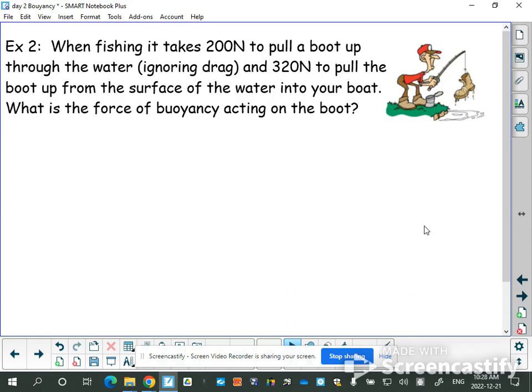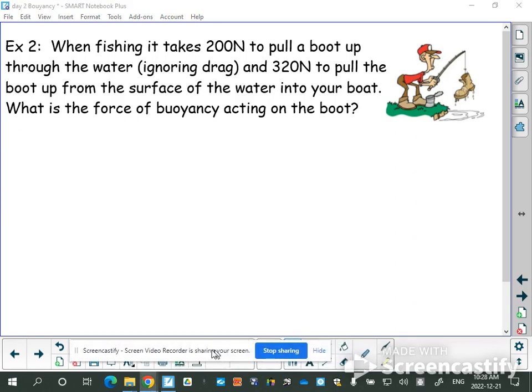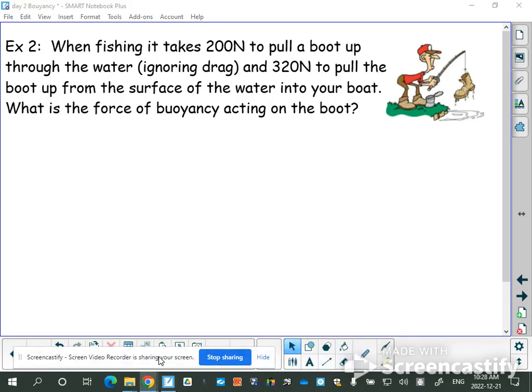Our topic is now buoyancy, and we're going to try to do a couple buoyancy questions where we basically determine the buoyancy force, the gravity force that would be counteracting that buoyancy force, and then see what that information can tell us. So in this question, this man is pulling a boot out of the water because he's been fishing and he caught himself a boot. And it takes 200 newtons to pull the boot through the water.